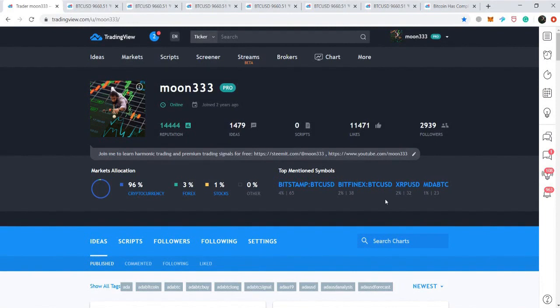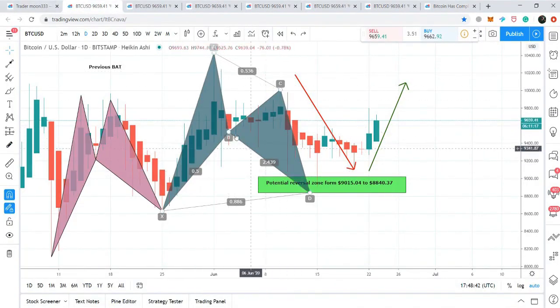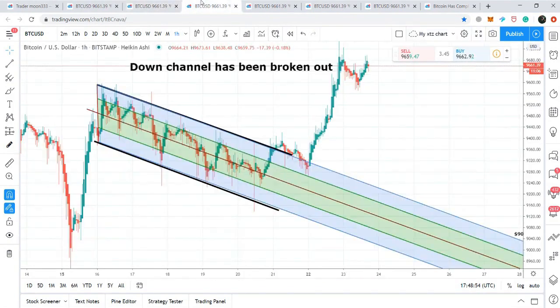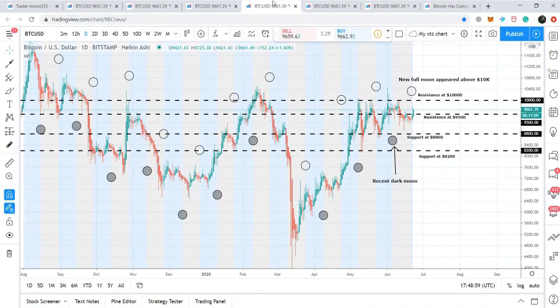As in my previous video, I told you that for the bullish reversal of BTC, I'm looking at these two patterns. The first one was this bullish Bat pattern, and the next one was this current pennant that was formed on the daily chart. So in today's video, we will have some more analysis on these patterns, and we will also watch this down channel that is broken out by the price action, that was formed on the short-term time period chart, the hourly chart, and we will also watch the different support and resistance levels as well.